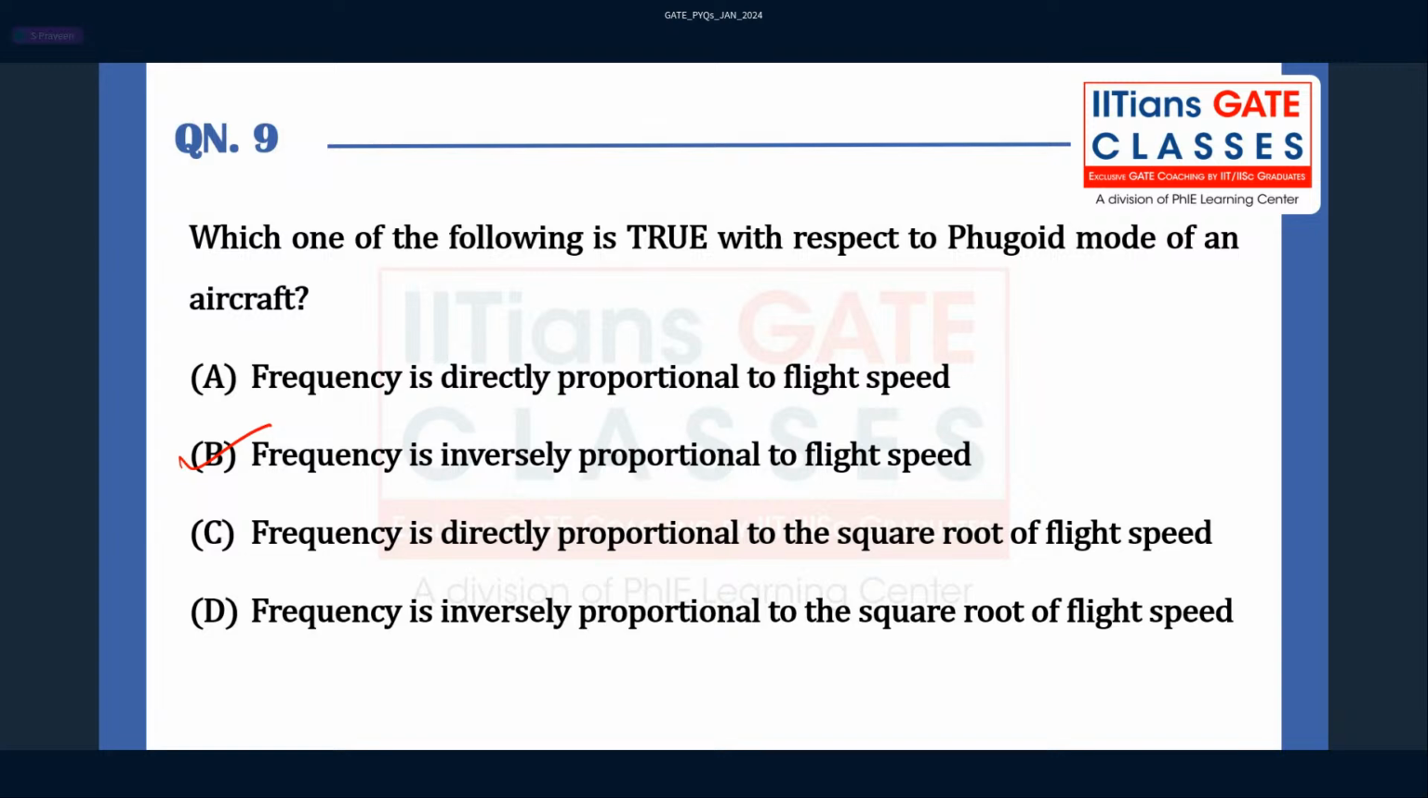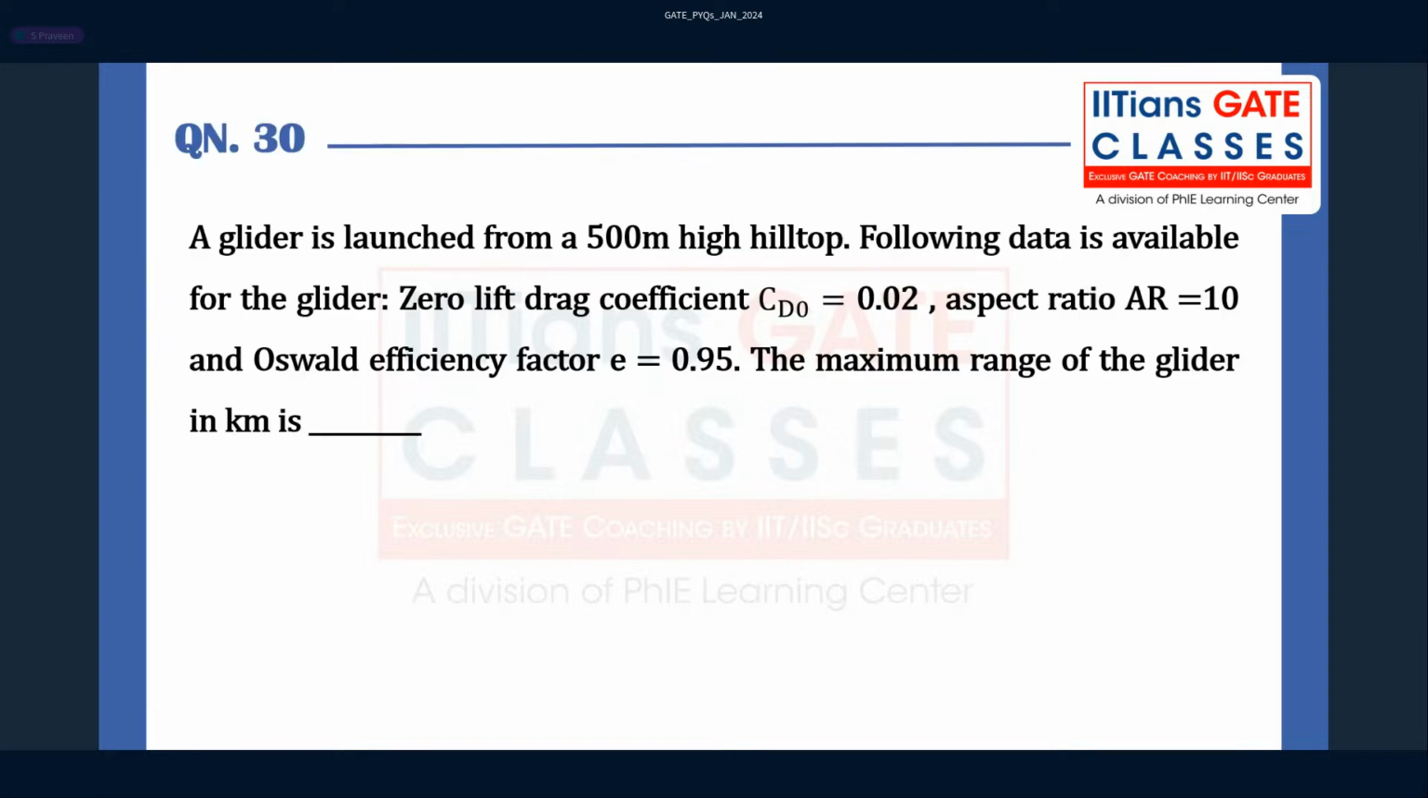Okay. So if no doubts, then let me go to the next question. A glider is launched from a 500-meter high hilltop. Following data is available for the glider. Zero lift drag coefficient CD0 is 0.02. Aspect ratio is 10. And Oswald efficiency factor is 0.95. The maximum range of the glider in kilometers is dash. So let's do this pretty simple problem. Let me write down the given data. He says it's launched from a height; let's say height is 500 meter, and he's also giving CD0, aspect ratio, e, everything is given.